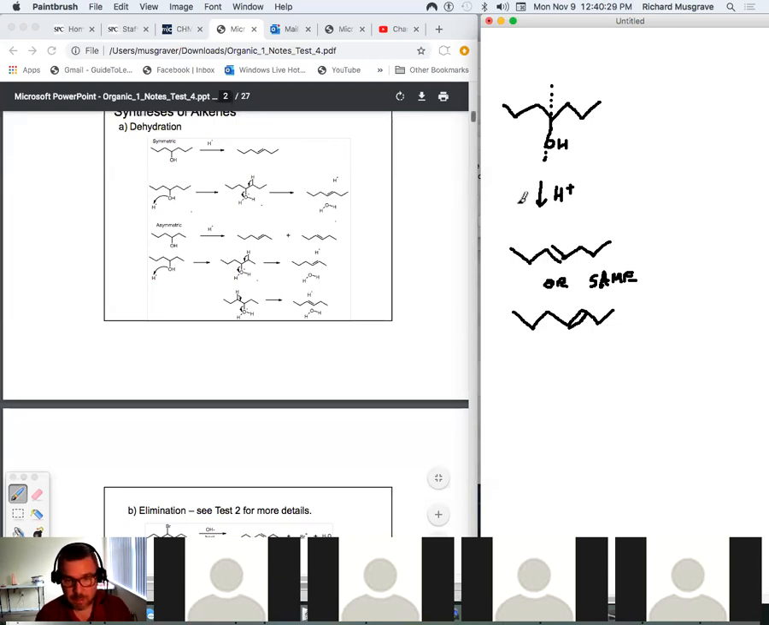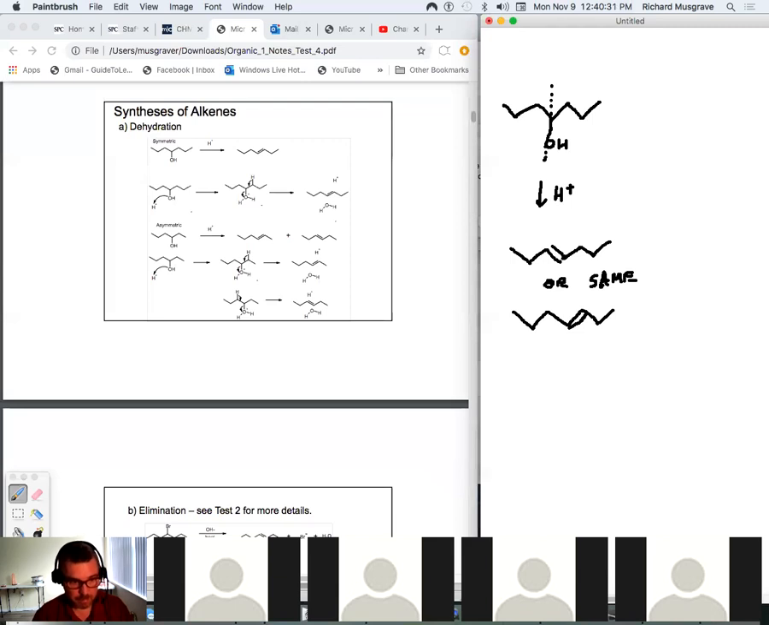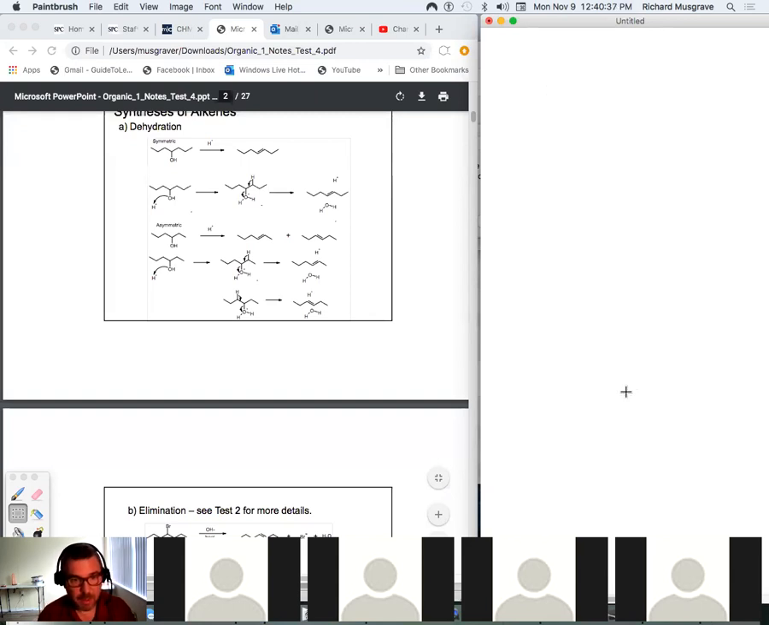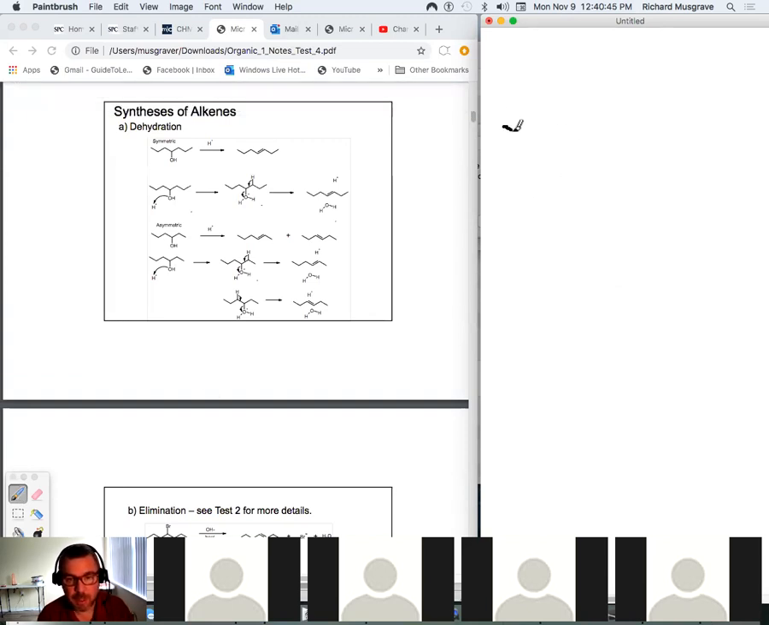Now you can see the mechanism here for this. I've expressed this as an E2 mechanism because, as we discussed in test 3, in these kinds of situations when we are using the dehydration, E2 will always be an effective mechanism. E1 is one that we can't count on all the time for certain OHs in certain positions, especially the primary position.